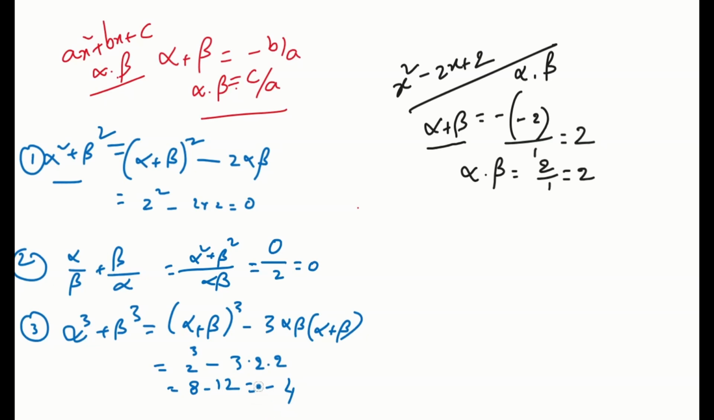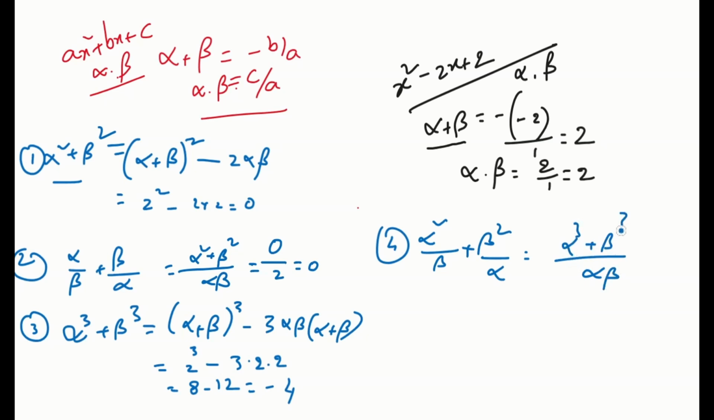Now the next one is alpha square by beta plus beta square by alpha. So again take LCM alpha beta, that gives alpha cube plus beta cube over alpha beta, and we know that alpha cube plus beta cube, just now we got it in equation number 3, right? From here you take minus 4 by 2, which is nothing but minus 2.